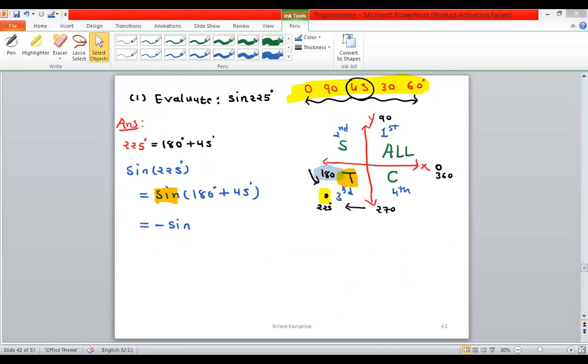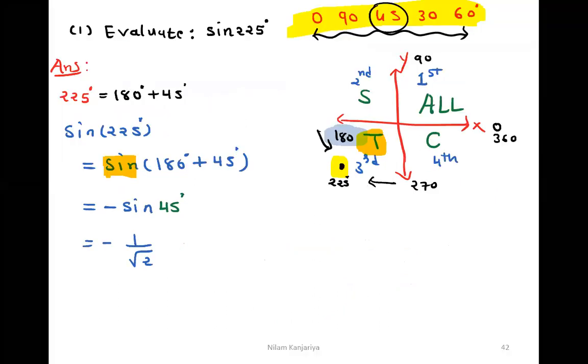and the remaining new angle will be sine 45. And you know the value of sine 45? It's 1 upon root 2. So the answer for sine 225 is minus 1 upon root 2. Hope you understood. ભાઈ આ બધા યાદ રાખજો, બહુ important છે. It's really important.